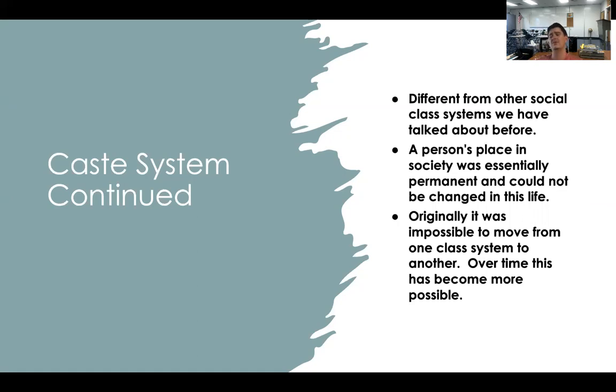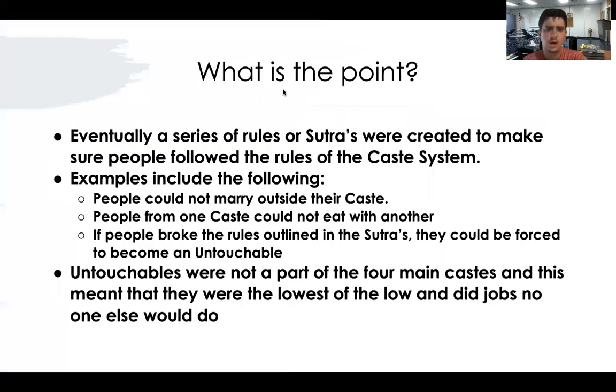I do want to point out too that originally this was the way it was, like there was no movement. But as time has gone on and we've gotten into more recent, more modern times, this system has become a little bit more flexible in allowing movement from one class to another. So it's easier to move now than it was back then, but it's still incredibly difficult.